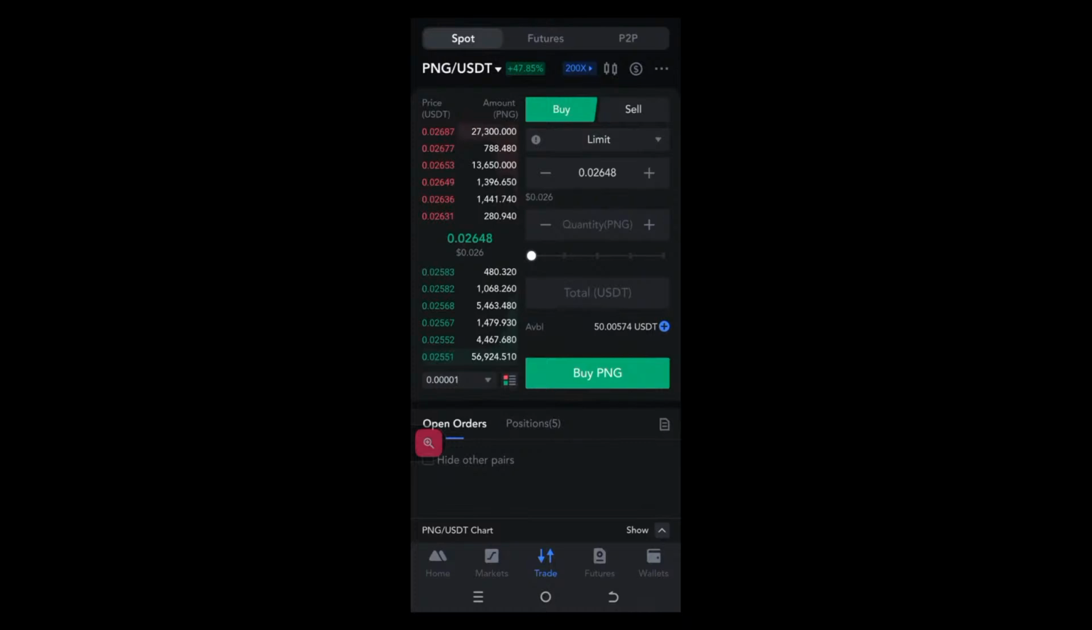It's looking like it's going. It's moving. It's moving. Let's go ahead and buy. It will go. Yeah, I think we have bought it.